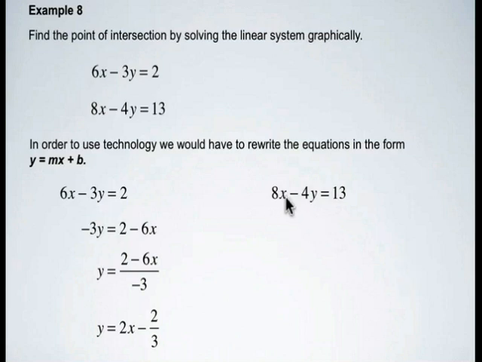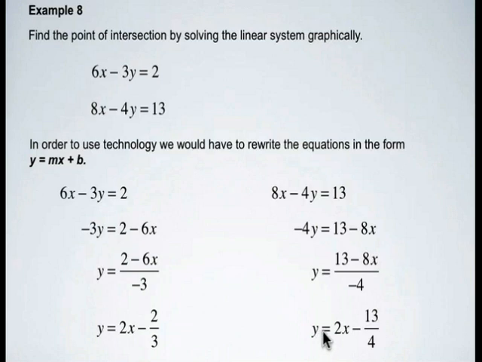And we're going to subtract 8x from both sides first of all, and then we're going to divide both sides by negative 4. And negative 4y divided by negative 4 is 1y, or just y. And negative 8x divided by negative 4 is going to be positive 2x. So we end up with y equals 2x, and 13 divided by negative 4 is minus 13 over 4.